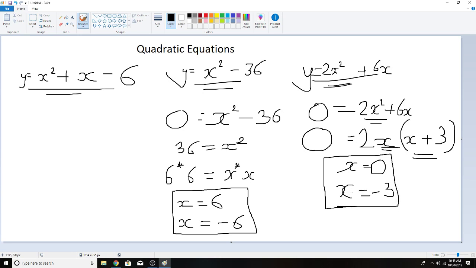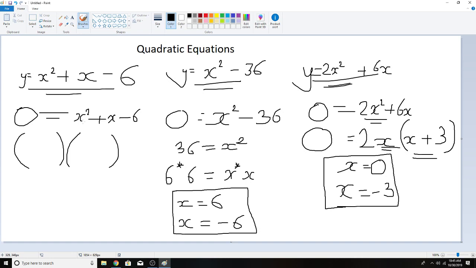So there we go. So now we'll do the last one, because this is the hardest, I think. Put it all equal to 0. So x squared plus x minus 6. And what we usually do to represent these equations, we use two brackets.